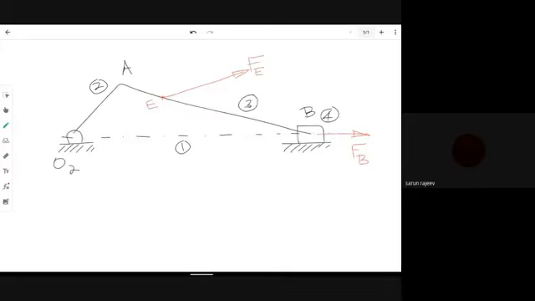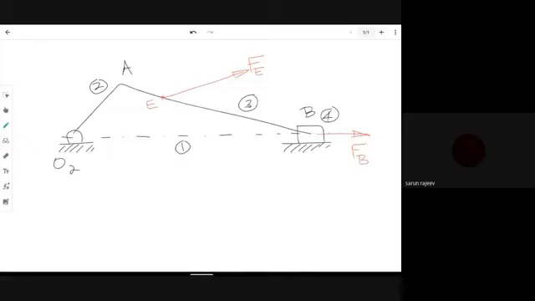Now consider a slider crank mechanism. I have simply shown two forces acting on this mechanism. The one force is FB, which is acting at the slider in the direction shown in the figure. And the other force is FE, which is acting at point E on the connecting rod, and that is also acting in the direction which is shown.